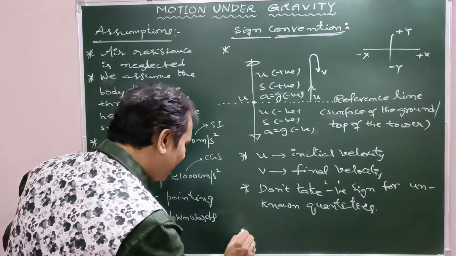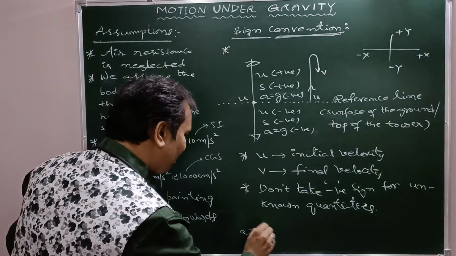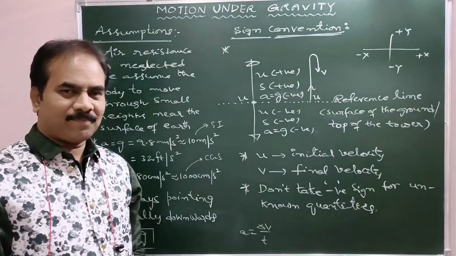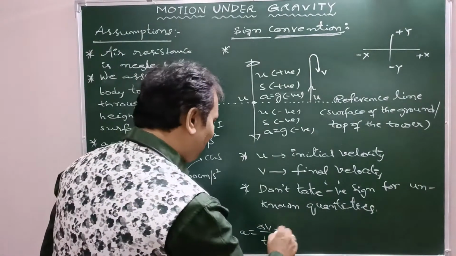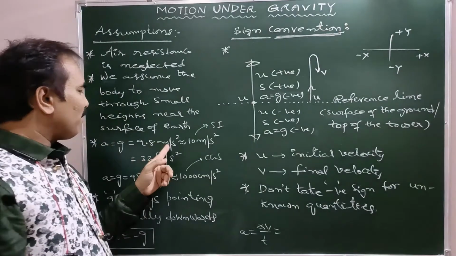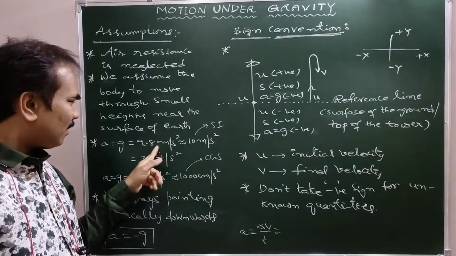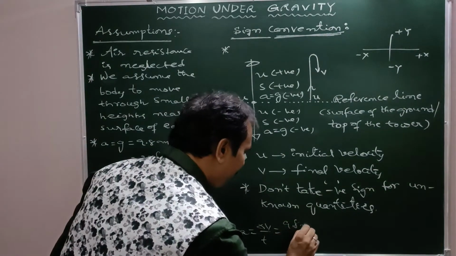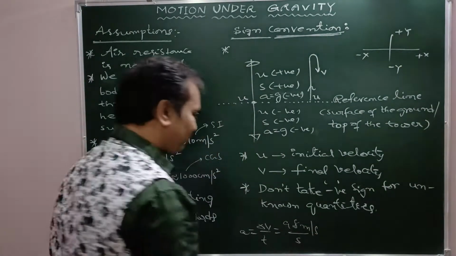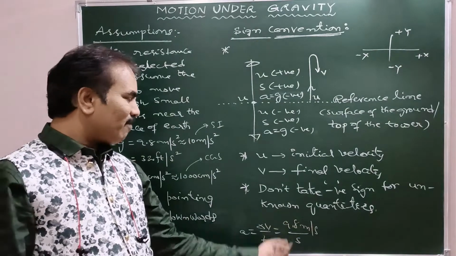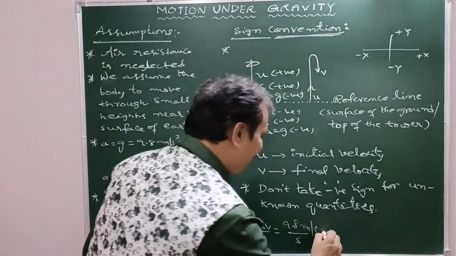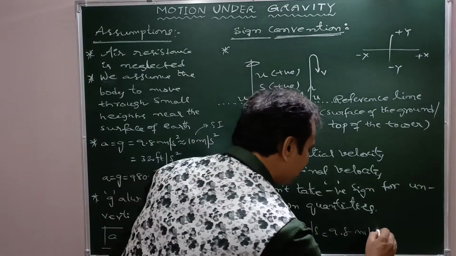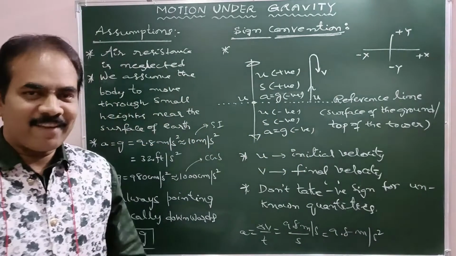A means what? A equal to delta V by T. You know that acceleration is equal to change in velocity per time. Am I right? Now, what is the change in velocity here? 9.8 meter per second square. That same can be written as 9.8 meter per second by second, which is 9.8 meter per second per second, that means second square. Right? So what is the significance here?